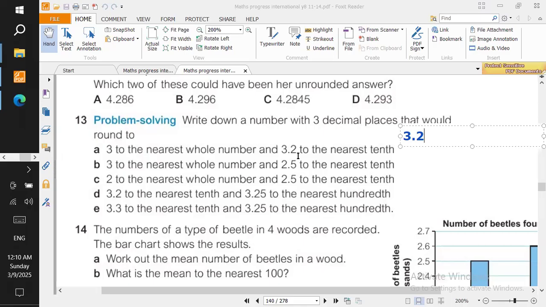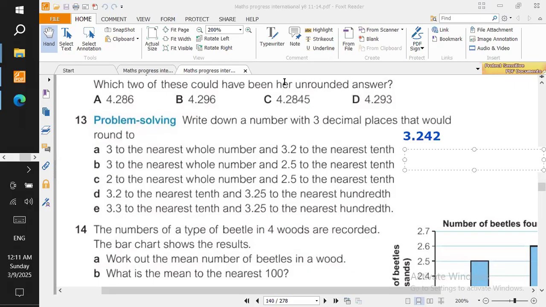3.2, for example, 4, 2. When you round it to the nearest whole number, it's a 3. When you round it to the nearest tenth, it's 3.2. Same idea here, 3 to the nearest whole number, and 2.5 to the nearest tenth.